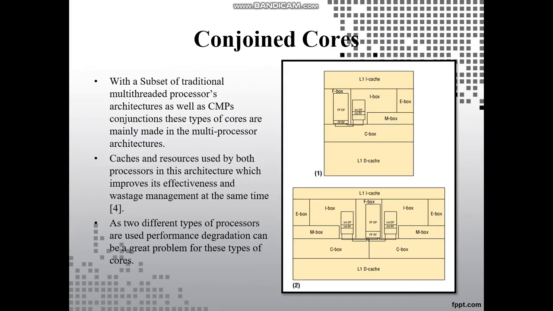The next one is conjoined cores. In conjoined multiprocessors, consider 4 optimization instructions: one is instruction cache sharing, data cache sharing, FPU sharing, and crossbar sharing. For each kind of sharing, 2 adjacent cores share the hardware structure. This type of core is mainly made in this multiprocessor architecture. These caches and resources are used by both processors in the architecture, which improves its effectiveness and waste management at the same time. As shown in the figure, 2 different types of processors are used. Performance degradation can be a great problem for these types of cores. Thank you. The next slide will be continued by Rahul Reddy.